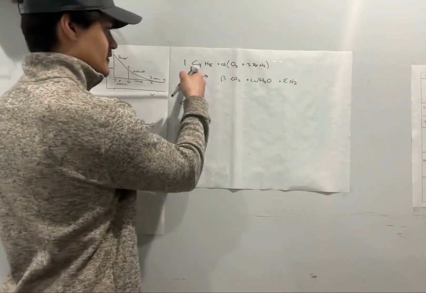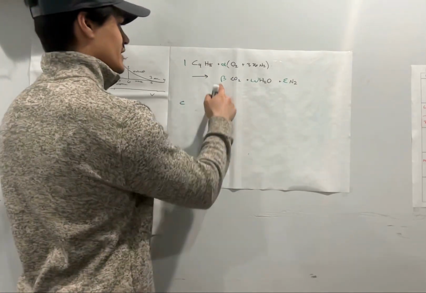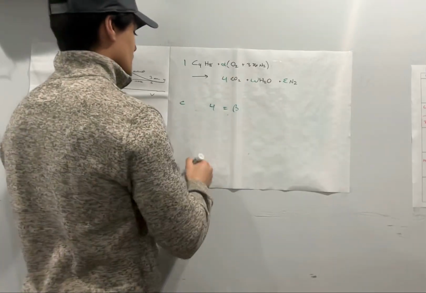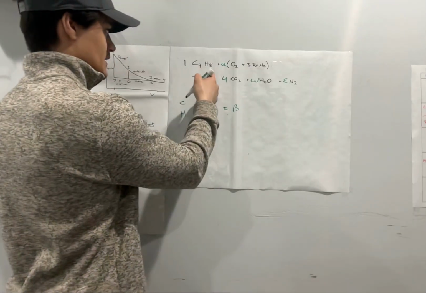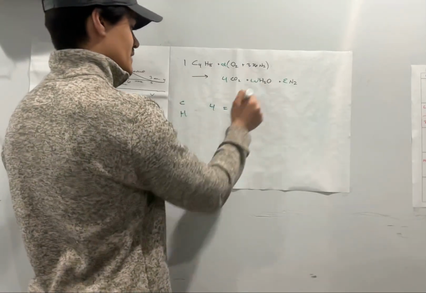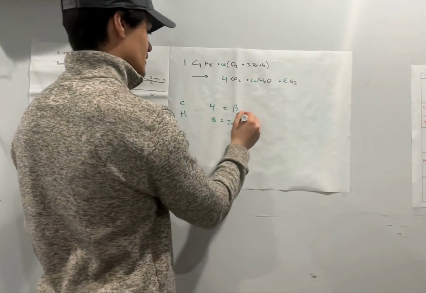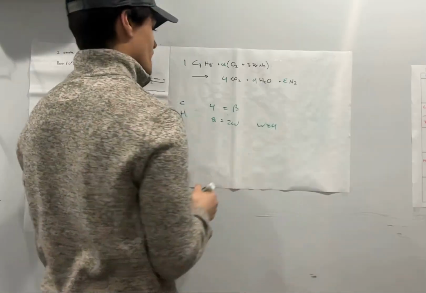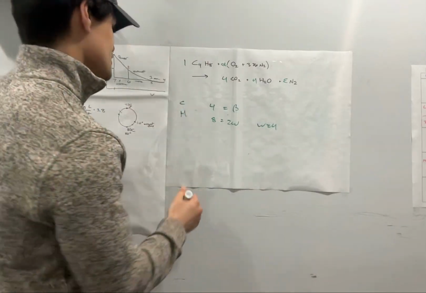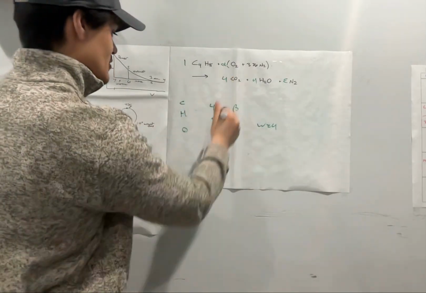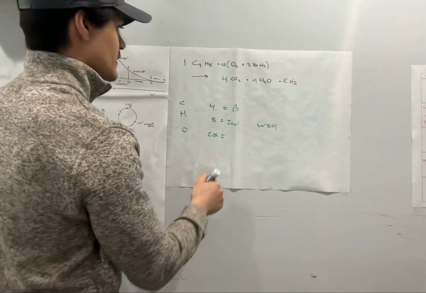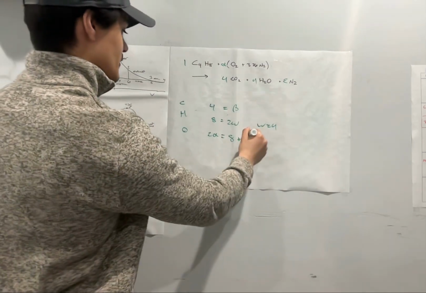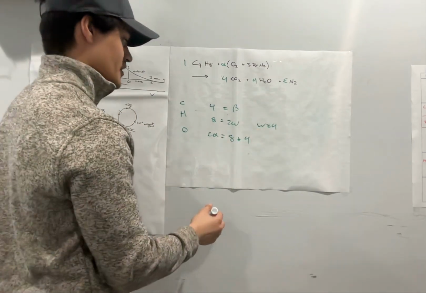Carbon, we have 4 here, and we have beta here. That means beta equals 4. For hydrogen, we have 8 here, and we have 2 omega here. So 8 equals 2 omega. That means omega equals 4. For oxygen, we have 2 alpha, and then here we have 8 plus 4. That means alpha equals 6.